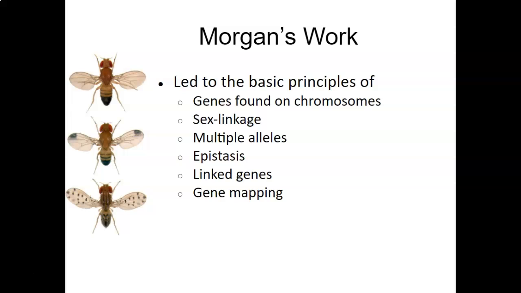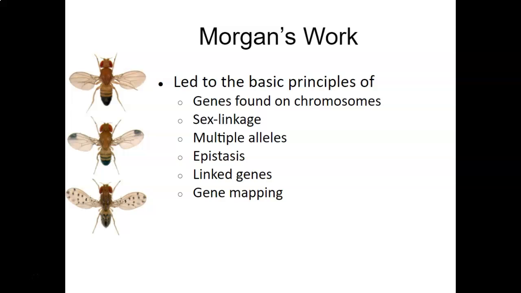Gene mapping is the idea of being able to identify where on a chromosome a gene is located based on its location to a second gene. You're going to get a lot of practice with this, but just so that you have an idea of what I'm talking about now. And then epistasis. Epistasis is the coolest, in my opinion, thing that you're going to learn about.